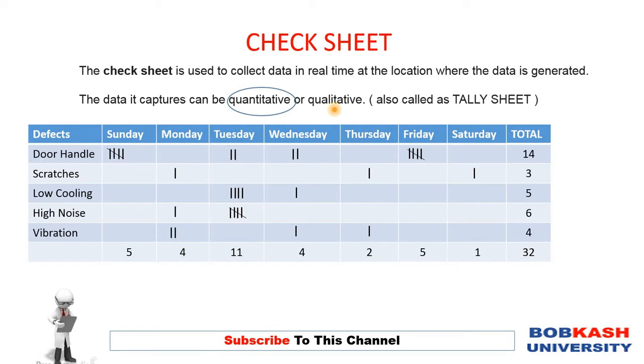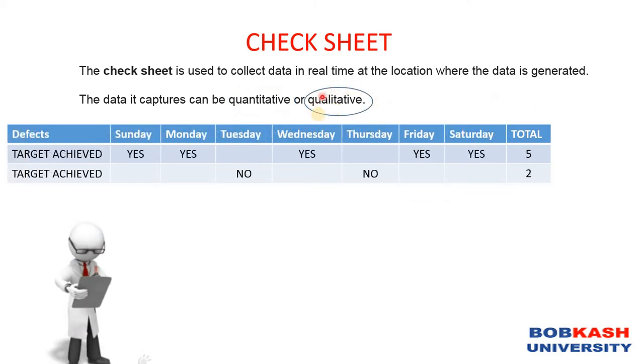We can also have a qualitative check sheet, for items that we cannot measure in numbers. So the data it captures can be quantitative or qualitative. The following example is the example for the qualitative check sheet.